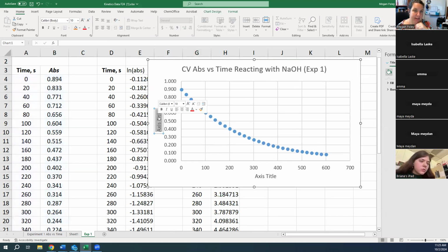Okay, so this axis title on our left is absorption, or absorbance, whichever one. I got absorbance. If you want to add units, these are arbitrary units, so you just put a.u. or arbitrary units. And then our x-axis is going to be time in seconds.